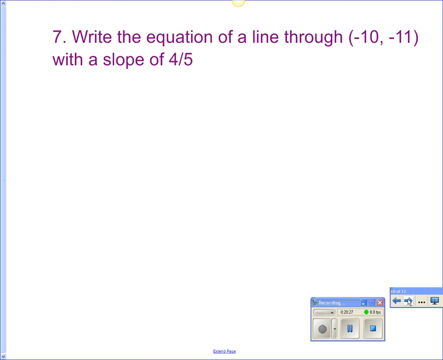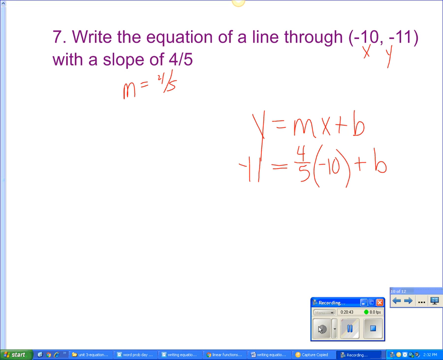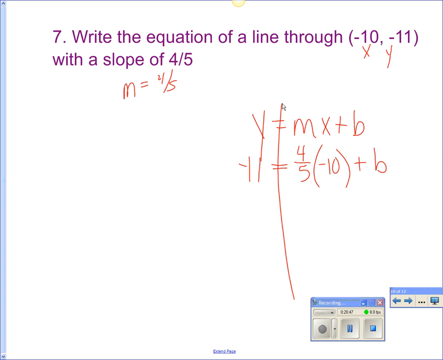Very good, guys. All right, number 7: write the equation of a line through -10, -11 with a slope of 4/5. I'm going to give everybody 2 minutes to try this one. Put your numbers in the right spots. Then you do parentheses first. So 4/5 times -10. You can type that in your calculator. You just use the division button for fractions. What did you get? -8. Okay, circle B. You're trying to get B alone. So move -8 over here and it becomes +8, which gives you -3.